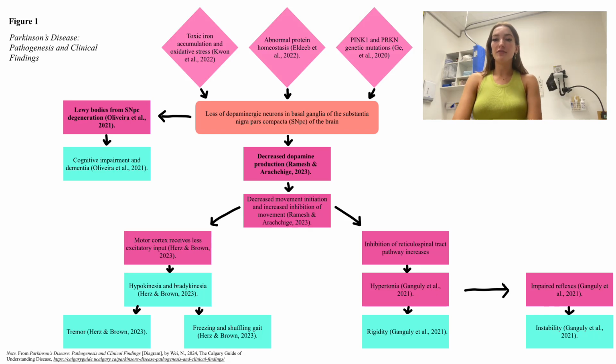To start off with the pathophysiology of Parkinson's disease, or PD, I have selected 3 of the most evidence-based risk factors or causes. Firstly, we have oxidative stress caused by toxic ion accumulation, understood to be the most substantial modifiable risk factor for PD. Progressive disruption to ion homeostasis, or excess ion levels in the substantia nigra pars compacta, or SNPC, of the brain is a direct cause of oxidative stress.